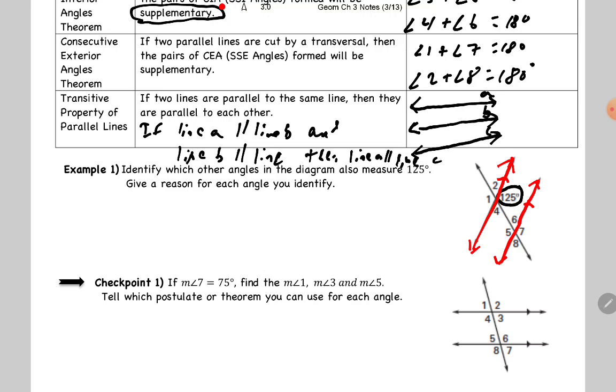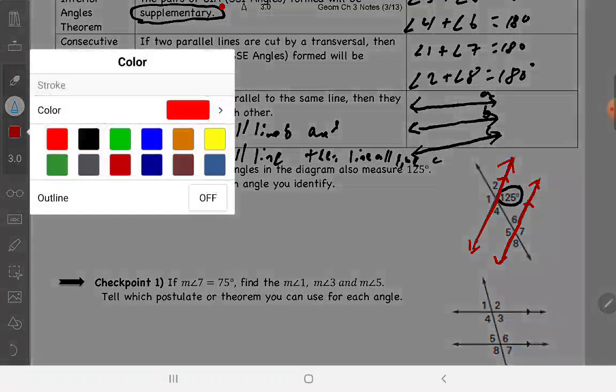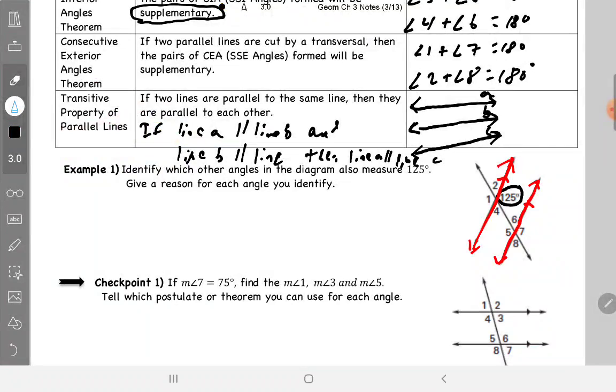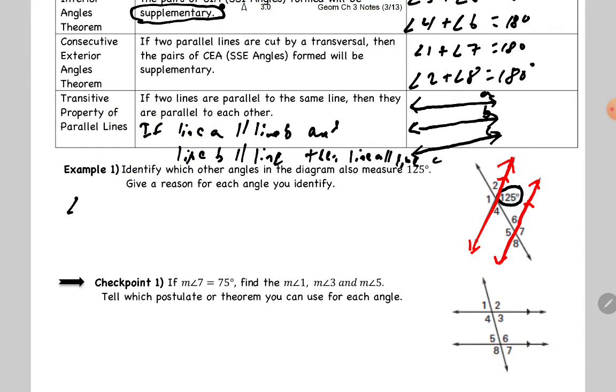So because these lines are parallel, we could say that this 125 degrees is equal to angle 5. That's because those are alternate interior.